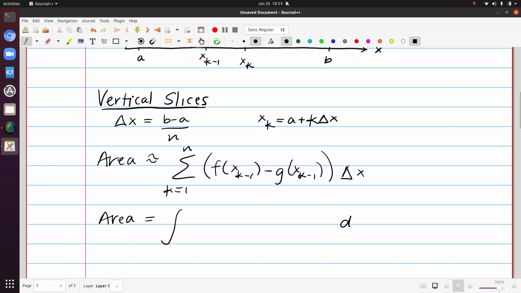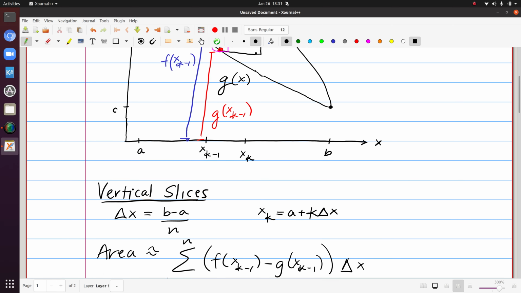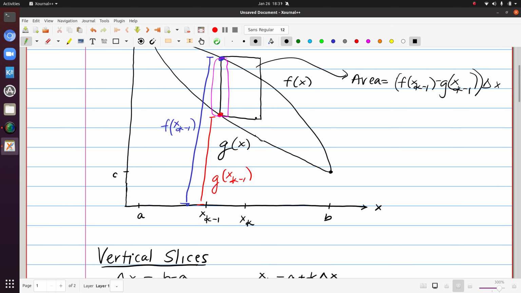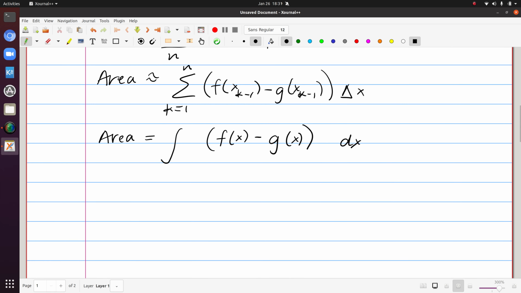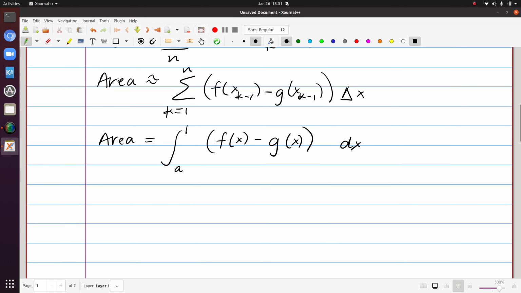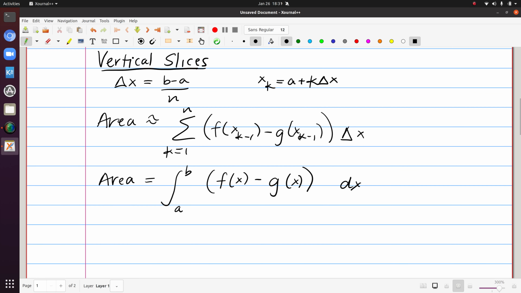The delta x is now going to be dx. The height is, we don't want to have our dependence on k anymore in this integral, f of x minus g of x. And we want to be careful, remember the bounds on the integral have nothing to do with the bounds on the sigma notation. Instead, we know that our x values range from a to b from our given picture. So those would represent the bounds on the integral. So we get this formula here.